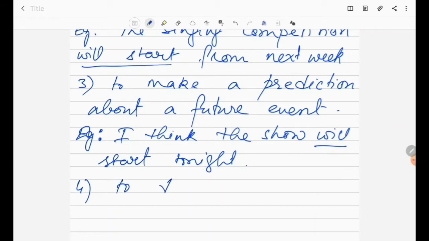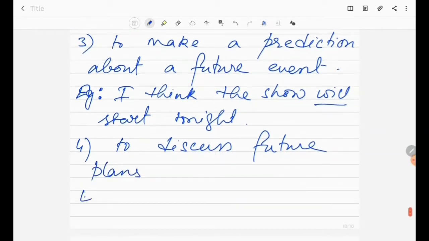To discuss about future plans. Example, I will go to Shimla this Puja vacation. So here there is a general discussion about a future plan.